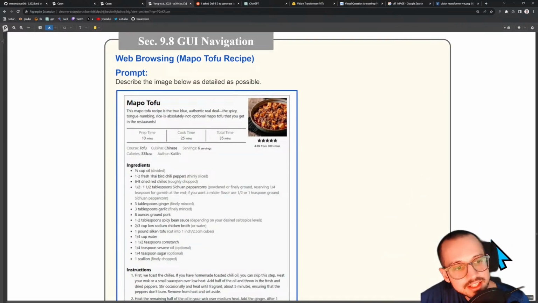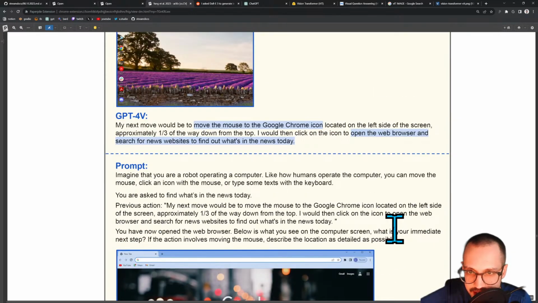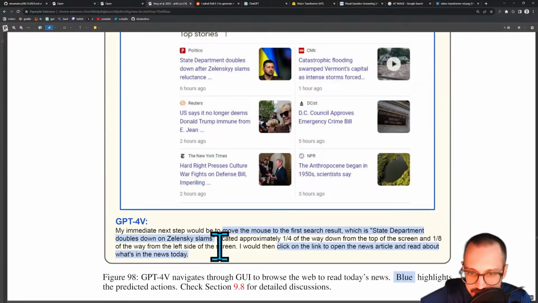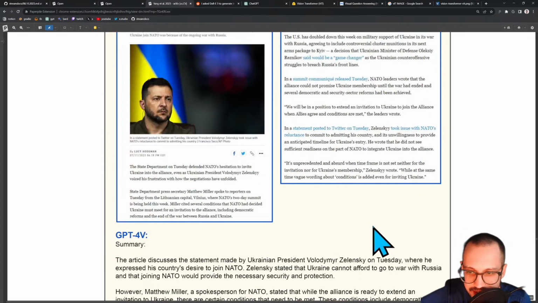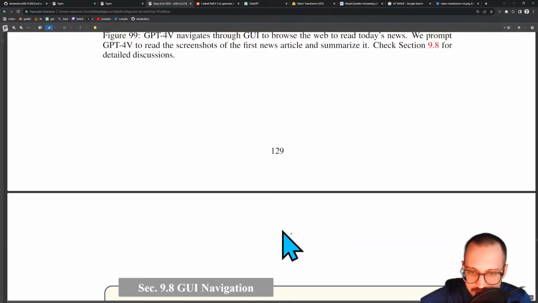All right, we're almost at the end here. Still make some mistakes. Move the mouse. Still make some mistakes. Clicking on thing. What's in the news today? Summarizes articles, just does OCR. Look at that. It OCR'd this entire thing.